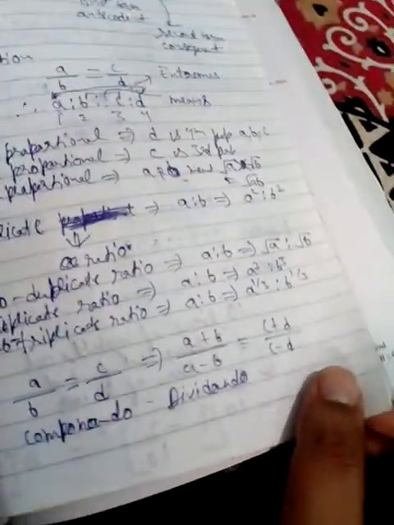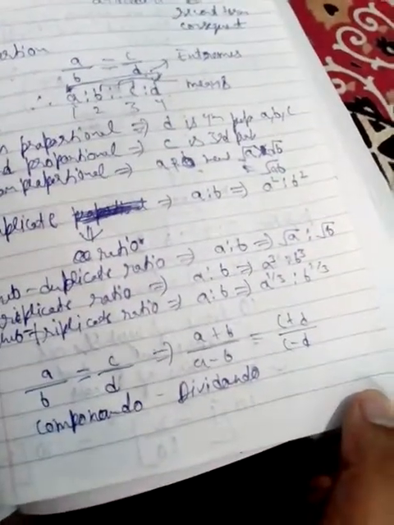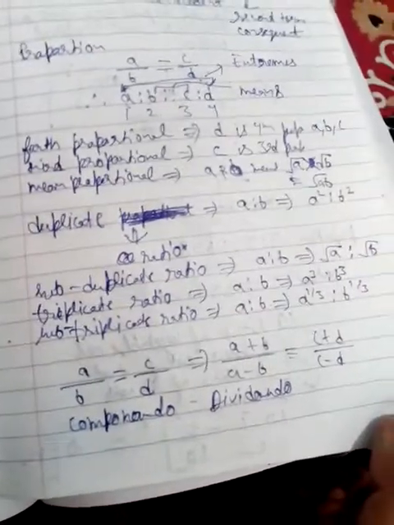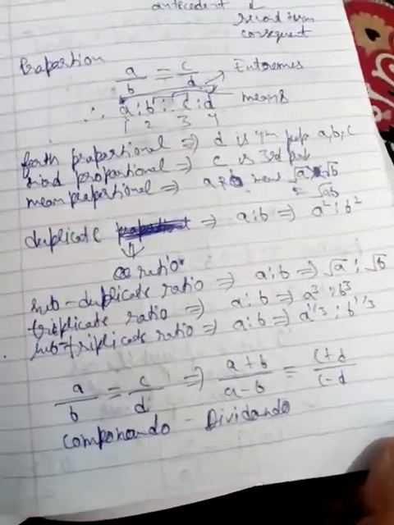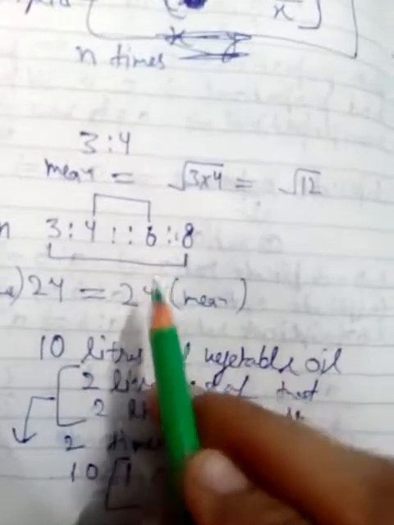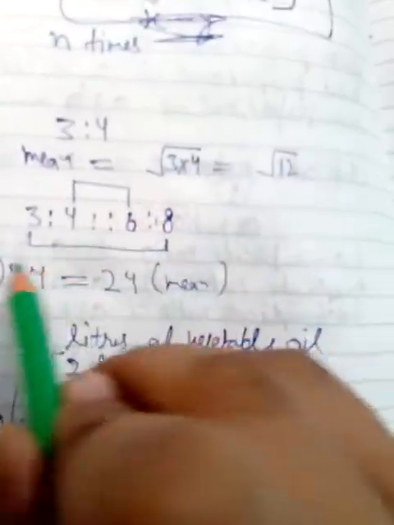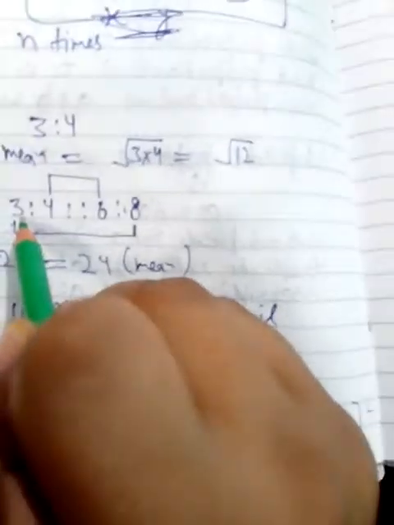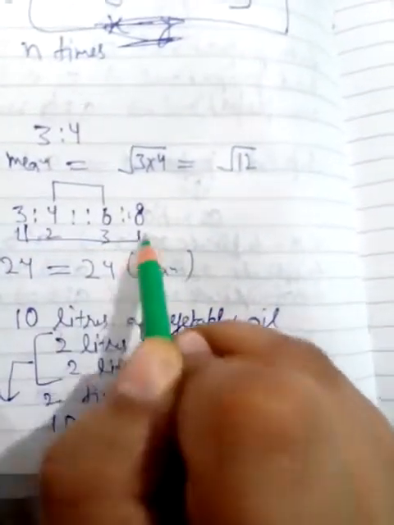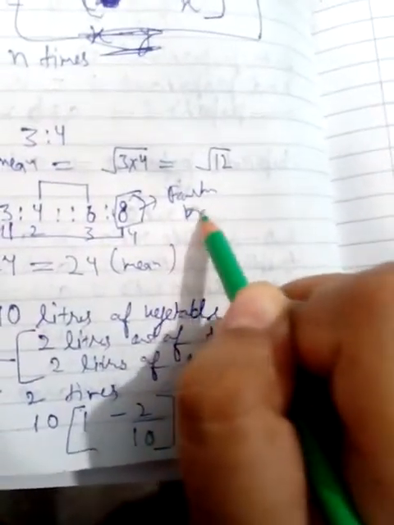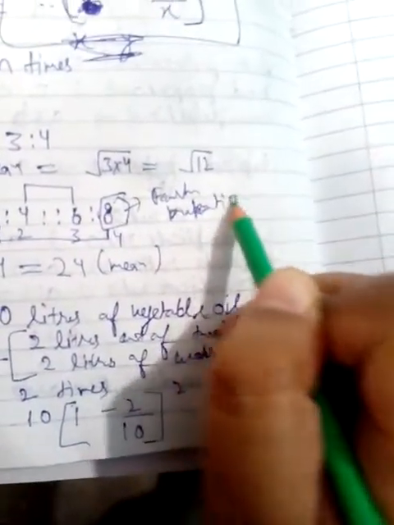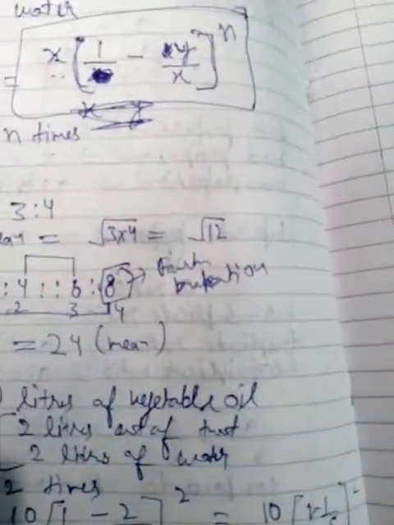Now let me check if we can do some other problems. Yes, let's try out some problems on duplicate, subduplicate, triplicate and subtriplicate. And in this question, let's find out the fourth proportion. The fourth proportion is obvious. We can find it out by using numbers 1, 2, 3, 4. So that is the fourth proportion. Okay, so we have found out the fourth proportion.